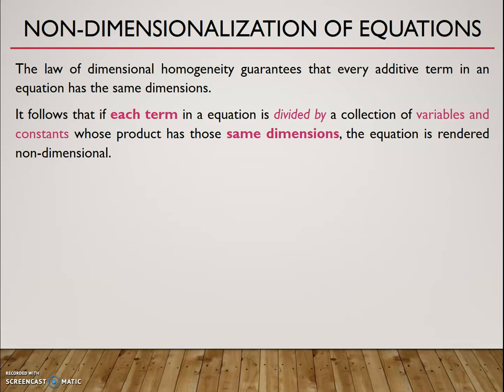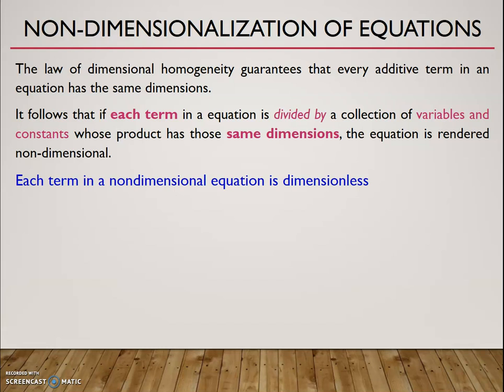It follows that if each term in that equation is divided by a collection of variables and constants whose product has those same dimensions, the equation is reduced to non-dimensional form. Simply, we can say that each term in that type of equation is non-dimensional or dimensionless.